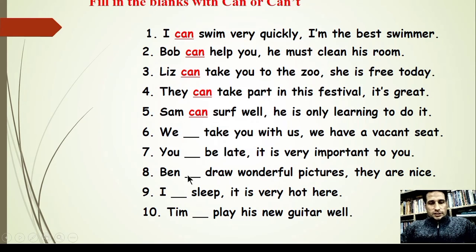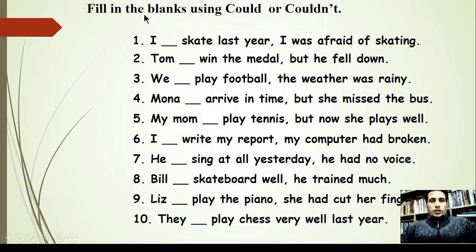Now for the rest of the examples, you are supposed to fill the blanks with the accurate modal auxiliary, so that will help you in practicing it. We have another activity here. Fill in the blanks using could or could not. I dash skate last year. I was afraid of skating. So again, I could not skate because the second part of the sentence says I was afraid of skating. It means that the sentence is in negative. I could not skate last year.